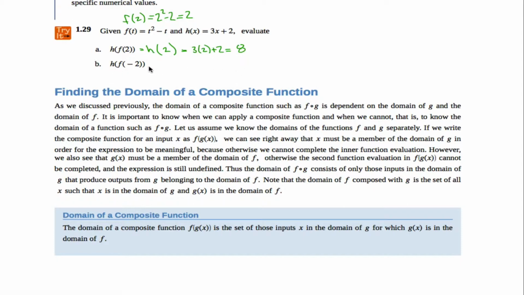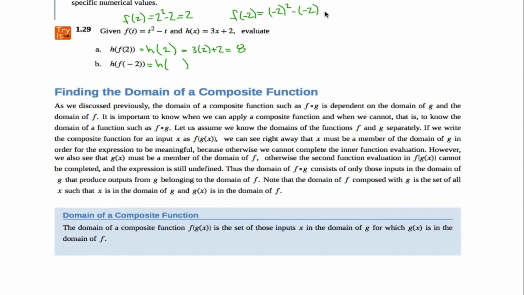Similarly, down here, I work from the inside out. First, figure out what is f of negative 2. Here's my blueprint for f of t. Everywhere I see a t, change it into a negative 2. So I get negative 2 squared minus negative 2.